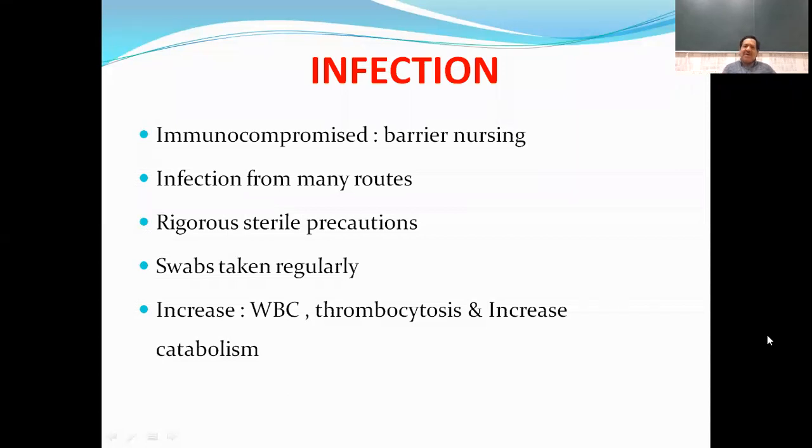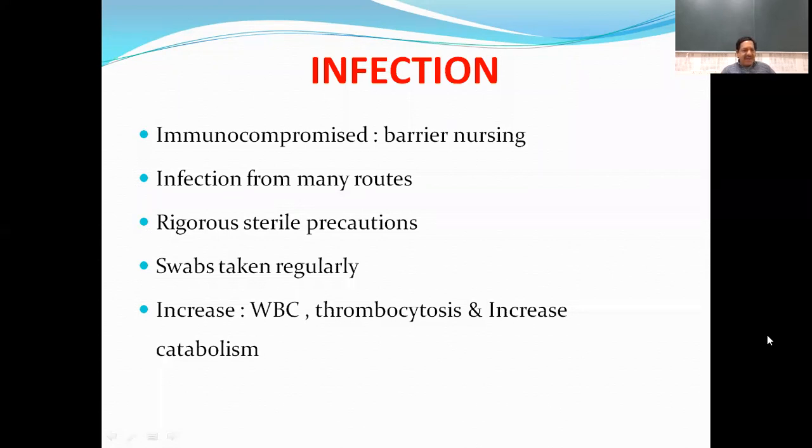In the third route, when they have burns of the lungs or GIT, we have seen there is edema. Edema compromises local defense. And there are other infection routes like catheters, tracheostomy wounds, central venous monitors, Foley catheters. There are so many sources of infection. Already the patient is immunocompromised, do you remember? Rigorous sterile precautions must be taken and swabs taken regularly from the wound.